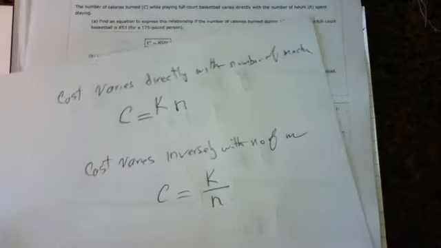Okay. So now in this one, they're saying the number of calories while playing full court basketball varies directly with number of hours. So C is the calories, K is given as 853, and H is the number of hours. So they give you the constant. Otherwise you just write C equals KH, right?